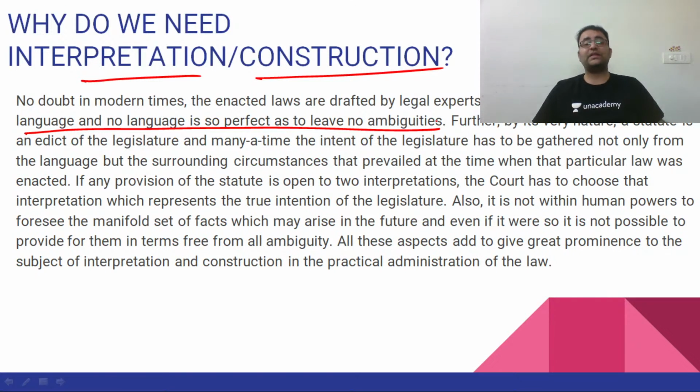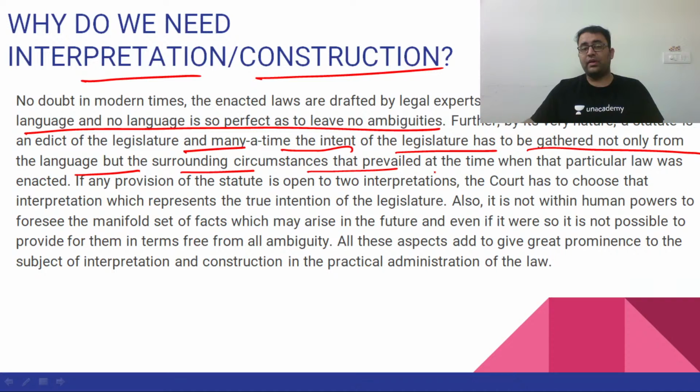Okay, so ambiguities means confusions. Because of these ambiguities that a language provides, there is a need for interpretation and construction. Further, by its very nature, a statute is an edict of the legislature, and many a time the intent of the legislature has to be gathered not only from the language but the surrounding circumstances that prevailed at the time when the particular law was enacted.